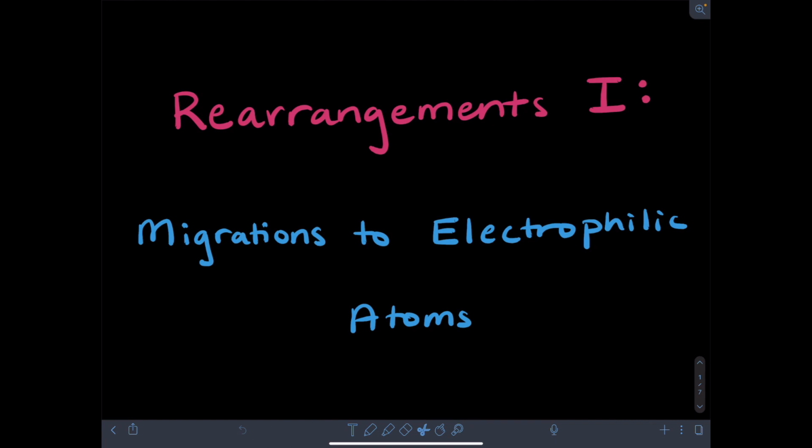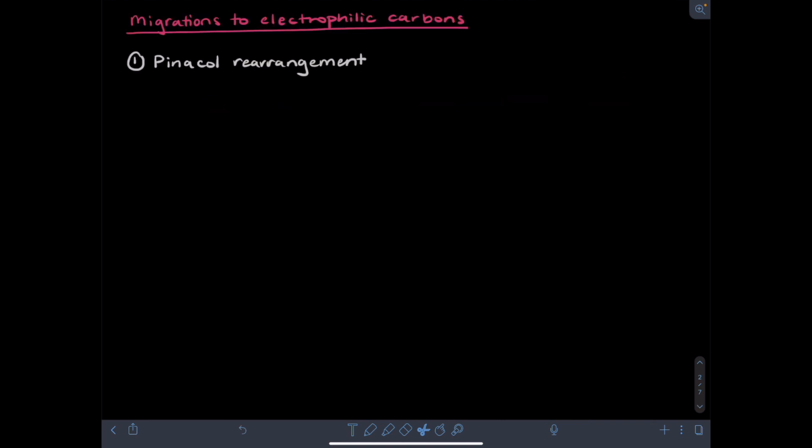Hi folks! The following video is going to talk about some rearrangement reactions. In particular, I'll be focusing on ones that involve migrations to electrophilic atoms, either an electrophilic carbon, oxygen, or nitrogen. One type of rearrangement that involves a carbon electrophile is known as the Pinacol rearrangement.